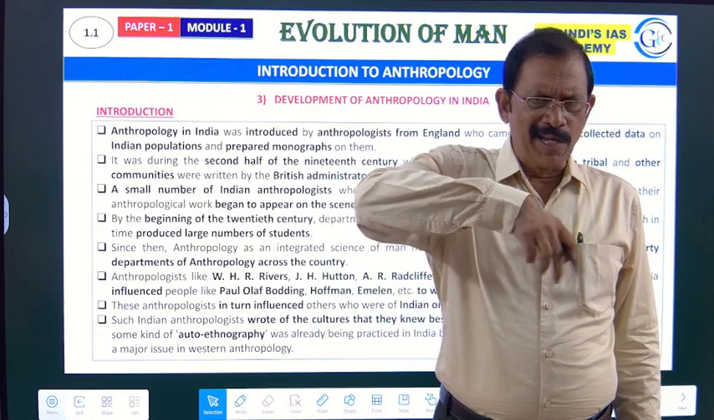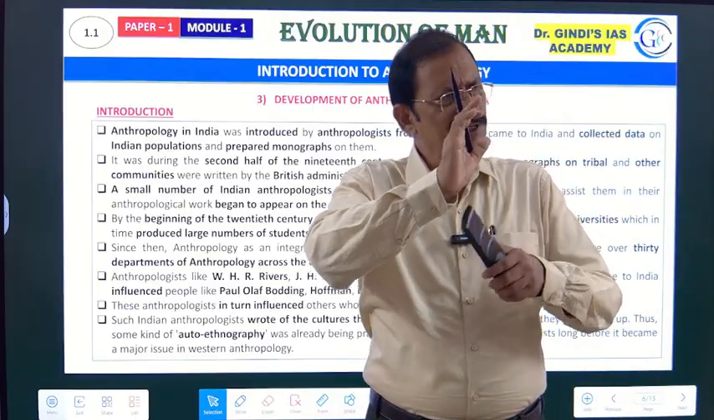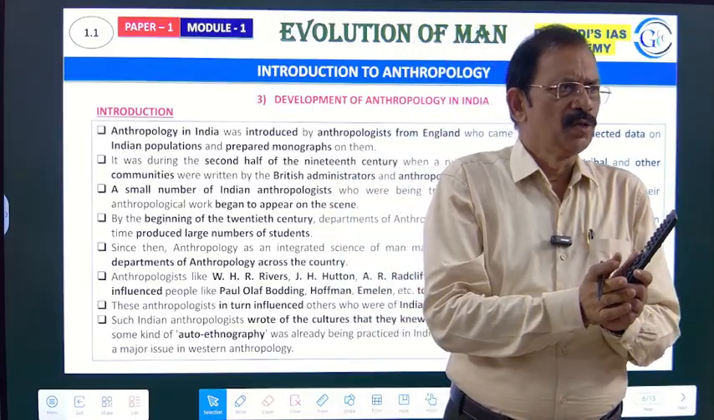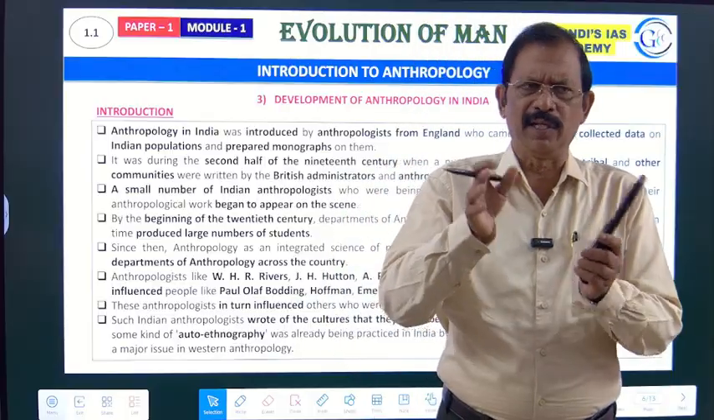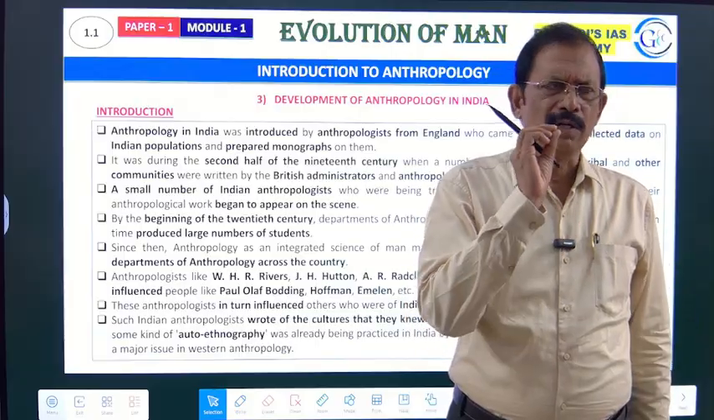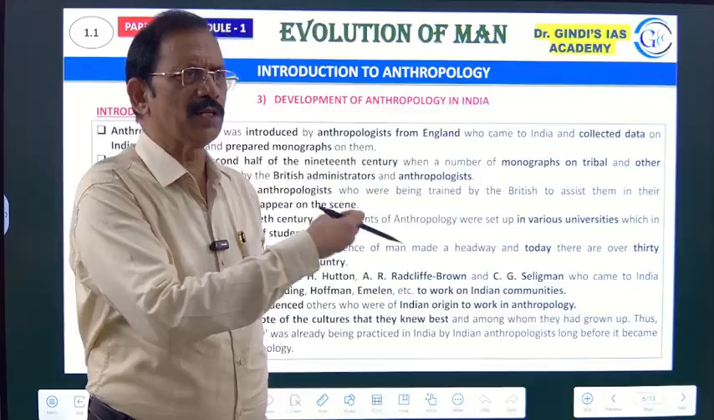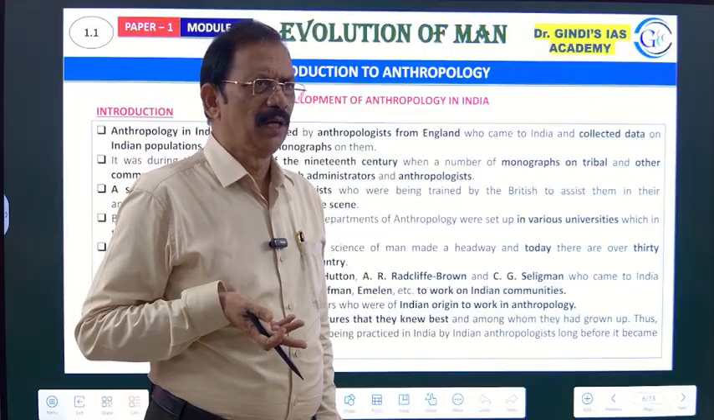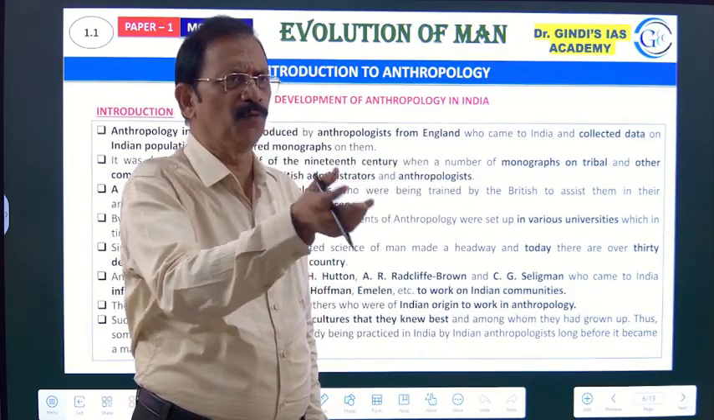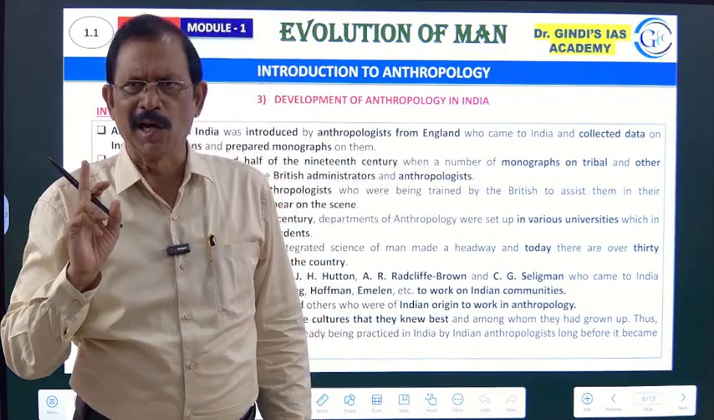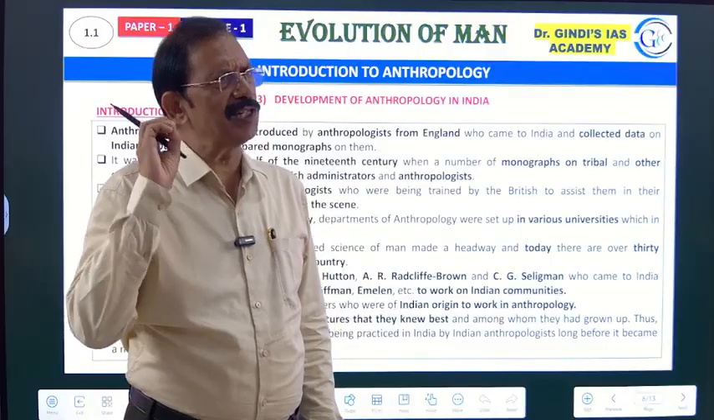Suppose I study my community and its aspects and give everything about that community: what is the population, what is the economy, what is the political system, everything. If I publish a book, it is called a monograph on the community to which I belong. Even if you do not belong to that community, you can also write a monograph. Mono means single, graph means study. If your study is confined to a single aspect, it is called a monograph.